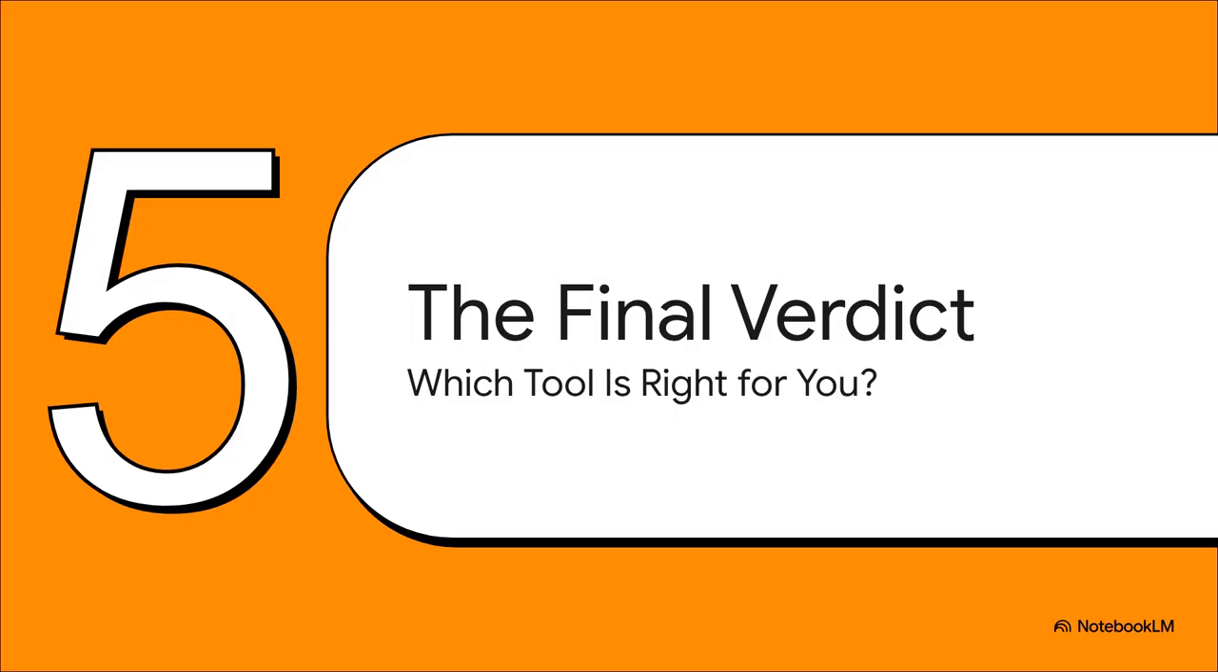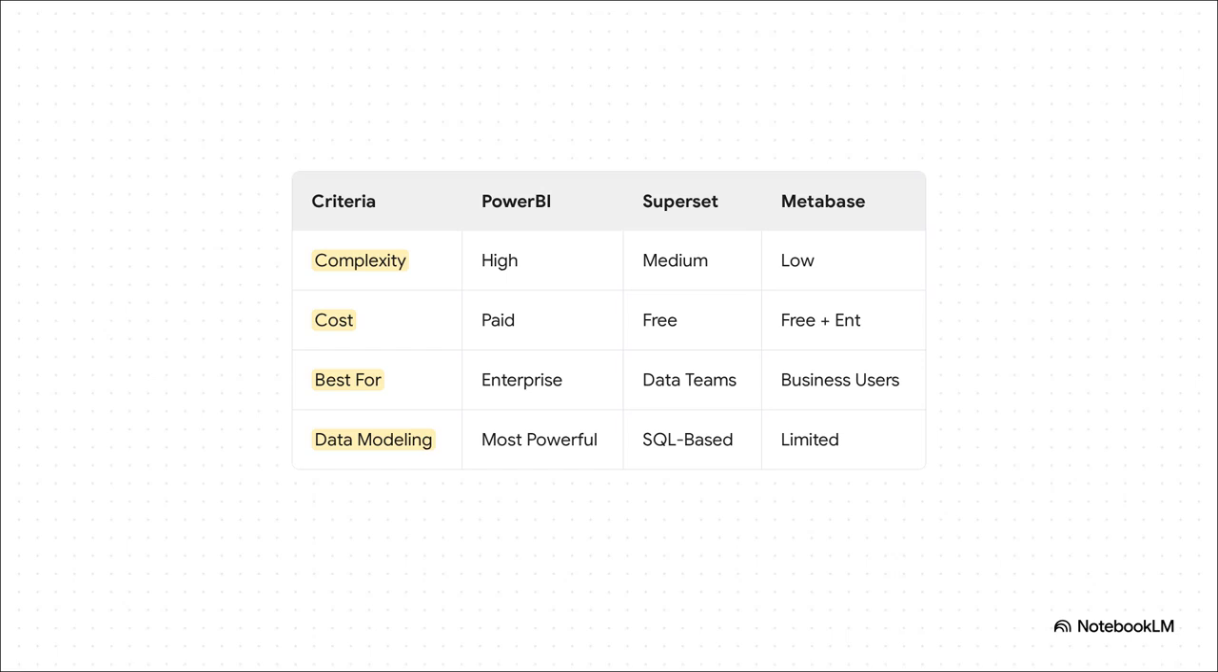Okay, we've compared how they ask questions, how they visualize answers, and how they share insights. It is time for the final showdown. Which one of these powerful tools is the right choice for your team? This little summary table really says it all, doesn't it? Power BI is the most complex, but it also has the most powerful engine for data modeling. Superset is that sweet spot in the middle. It's free, it's open source, and it's perfect for dedicated data teams. And Metabase? Well, it's the simplest and most accessible of the bunch, designed to empower all the business users across your entire company.